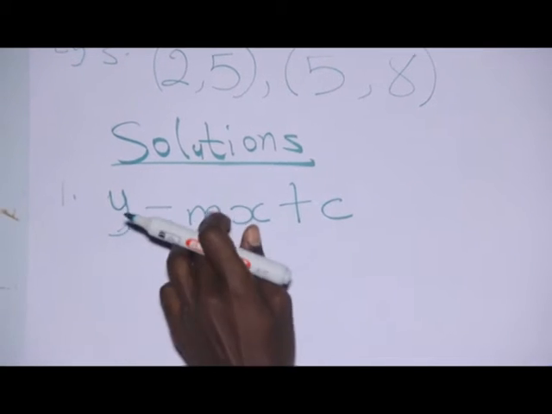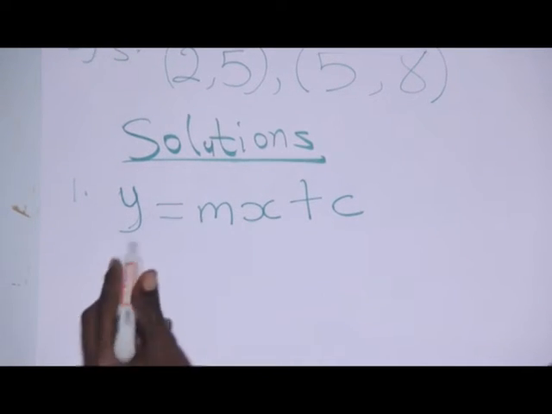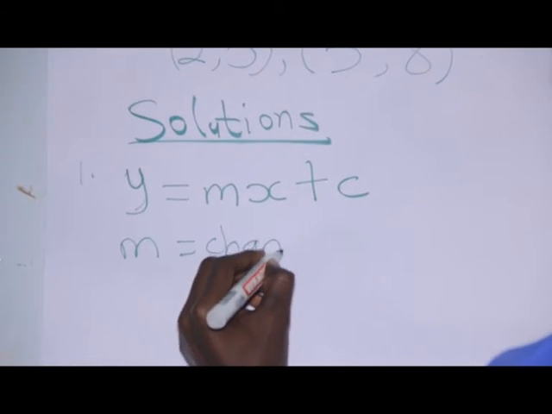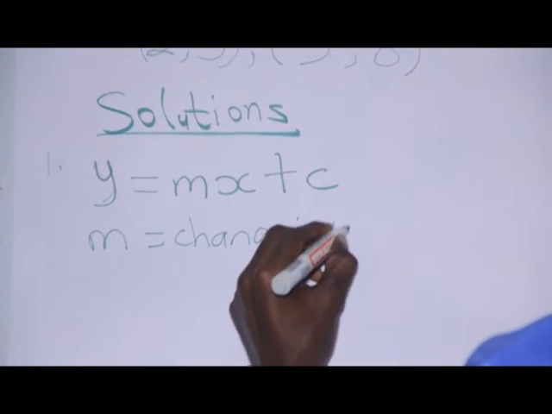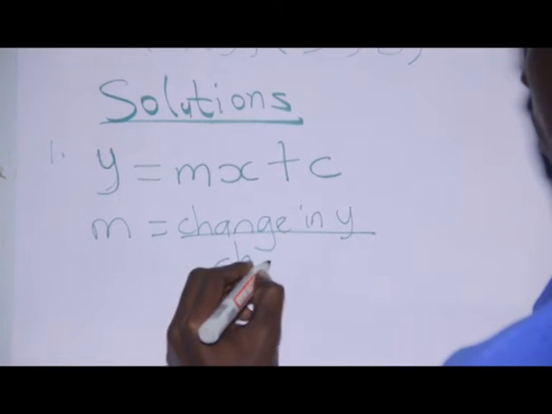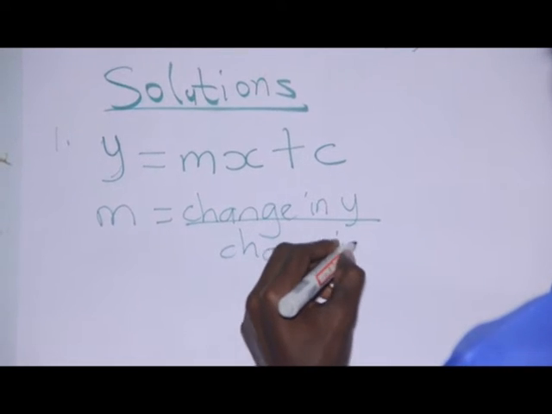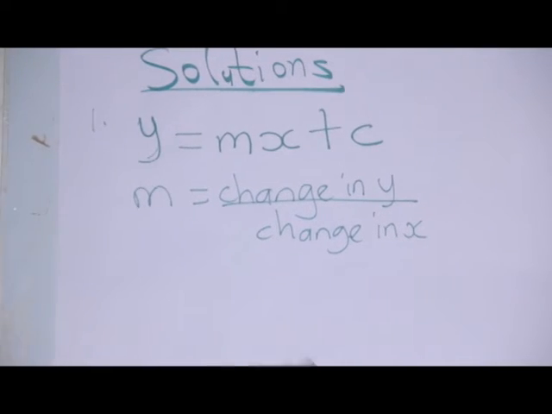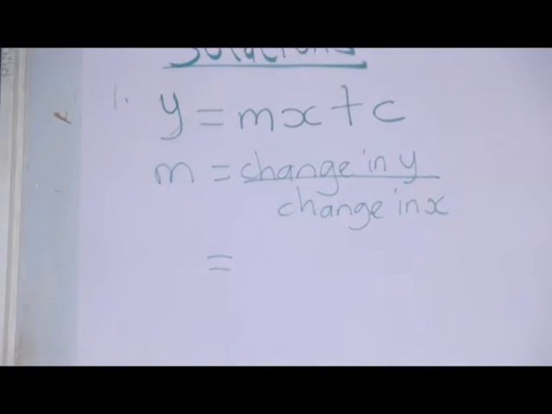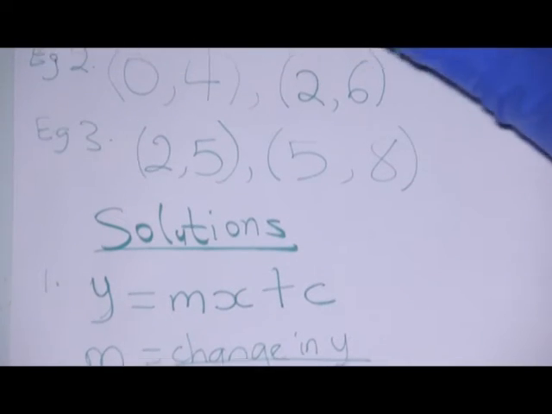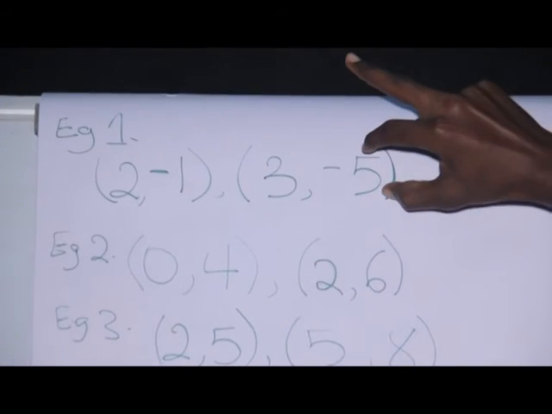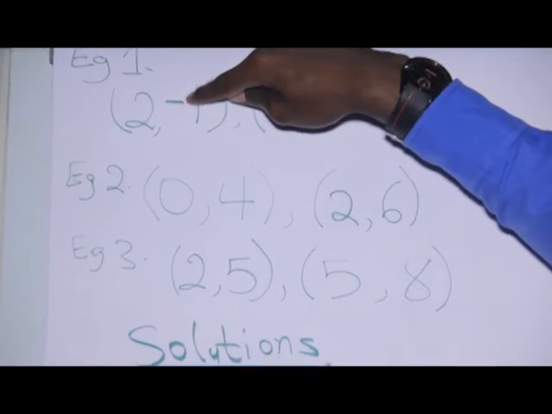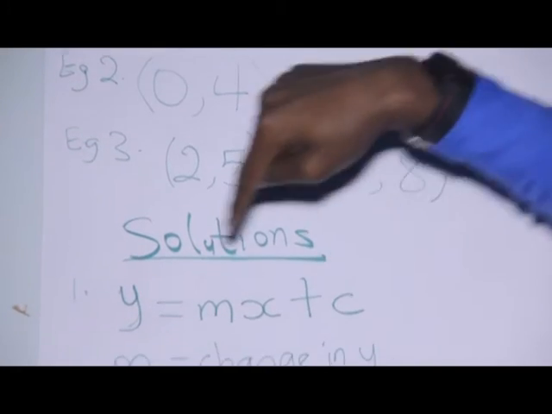So I start by looking for my gradient m, and we know that gradient m is got by getting the change in y divided by the change in x. Change in y divided by change in x. Now for the change in y, I get the difference between the different y coordinates. In this case, I'm going to get -5, which is my y coordinate here. I subtract it from -1, which is my y coordinate here. That is what I mean by change in y.